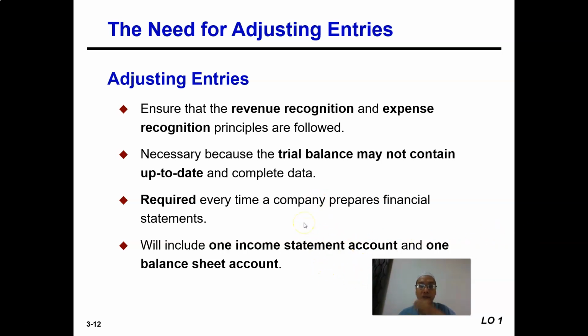Okay, all adjusting entries will generally involve one income statement account and one balance sheet account. Why do we do adjusting entries? So that we ensure that all the revenues and all the expenses are matched to the proper periods, and revenue and expenses are shown in income statement accounts. And because adjusting entries will involve updating our liability or our asset, it will be affecting the balance sheet account. Okay, at least one balance sheet account.